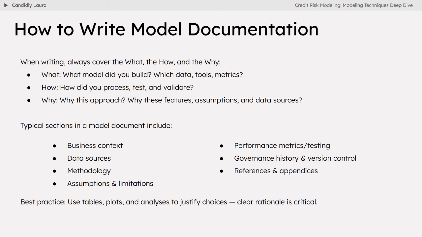Typical sections within model documents include business context, data sources, methodology, model assumptions and limitations, performance metrics and testing, governance, history and version control, as well as references and appendices. In addition to written descriptions, the model documentation is filled with tables and plots and analysis that support your modeling choices. There needs to be clear rationale for what you did. Sometimes justifying what you do can be a significant amount of work, so don't overlook this part.